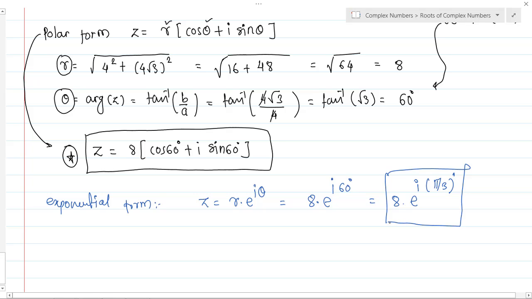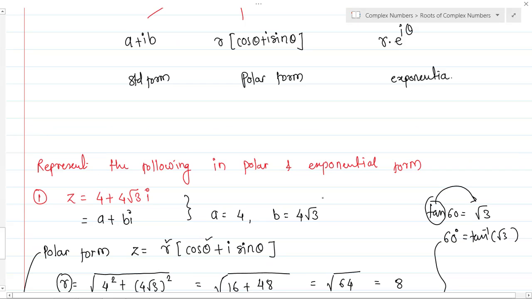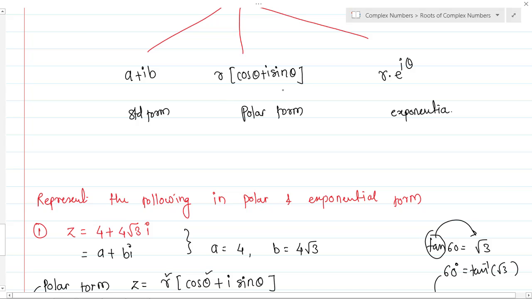8 into e raised to i theta. How do you write it by converting to radians? Yes, convert to radians and write. If you don't, this will also work, but then you should show 60 degree here. Understood, sir. So it's a very simple form. Only two formulas we have to remember. Standard form we know, a plus ib. Remember the polar form, r into cos theta plus i sin theta. And the standard definition is e raised to i theta is always equal to cos theta plus i sin theta.